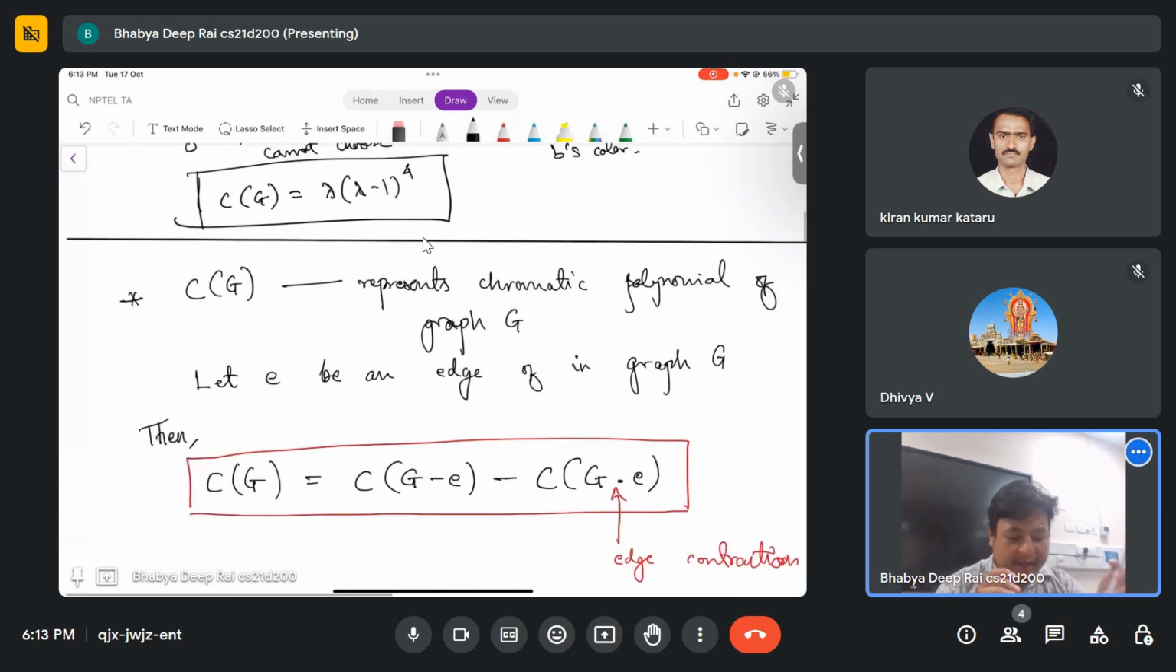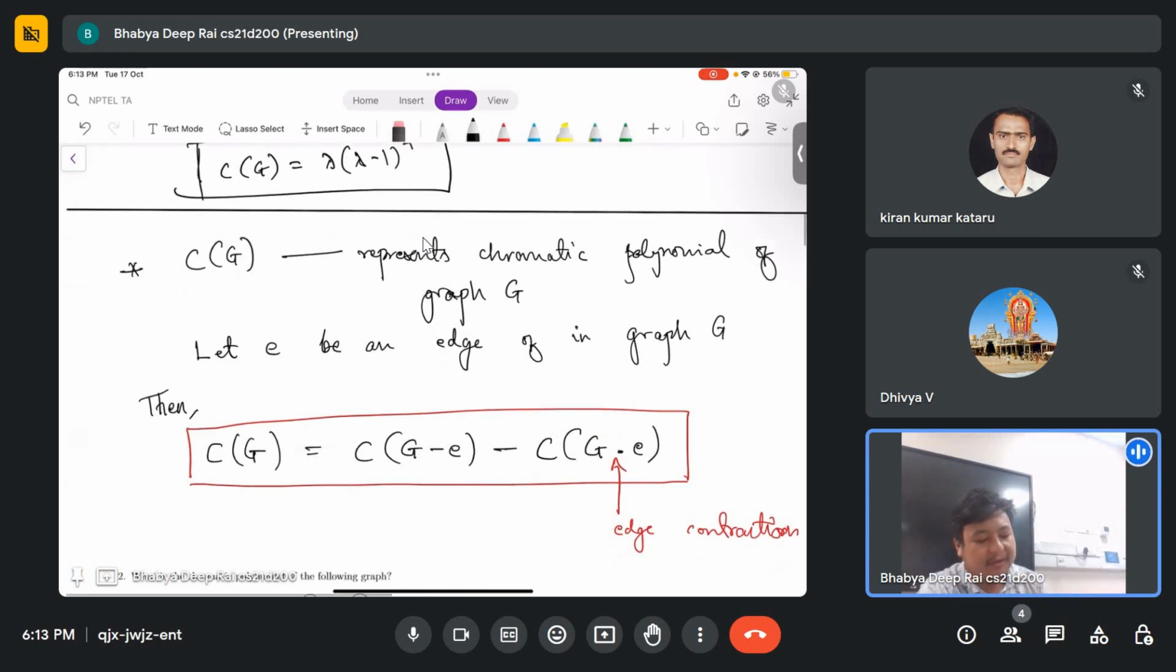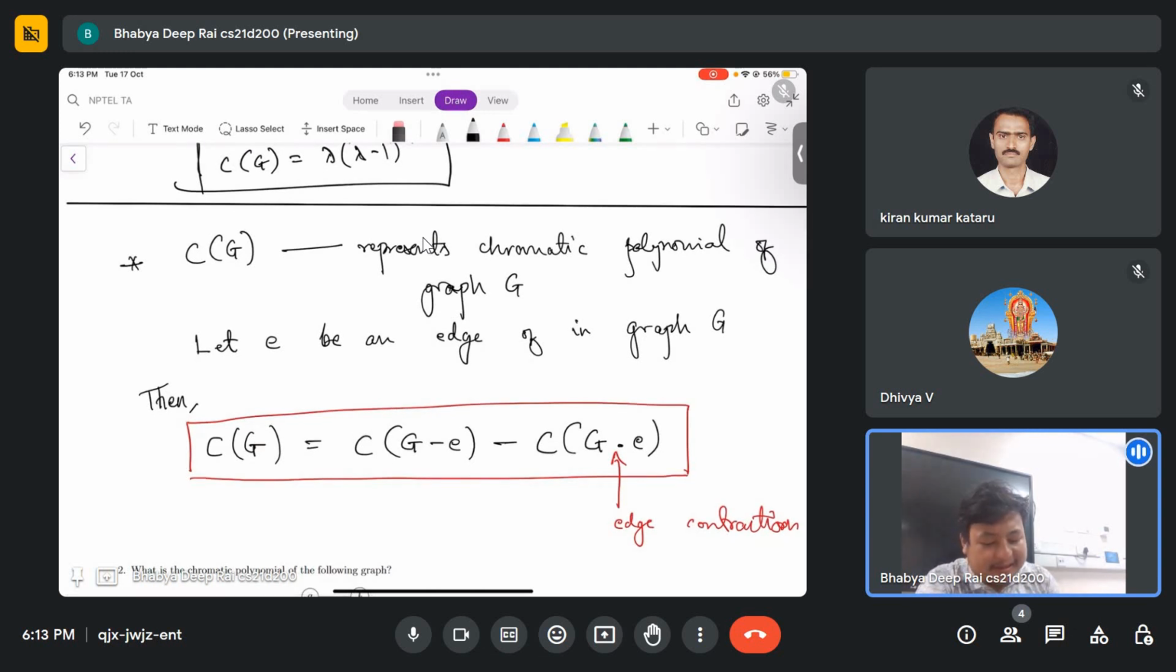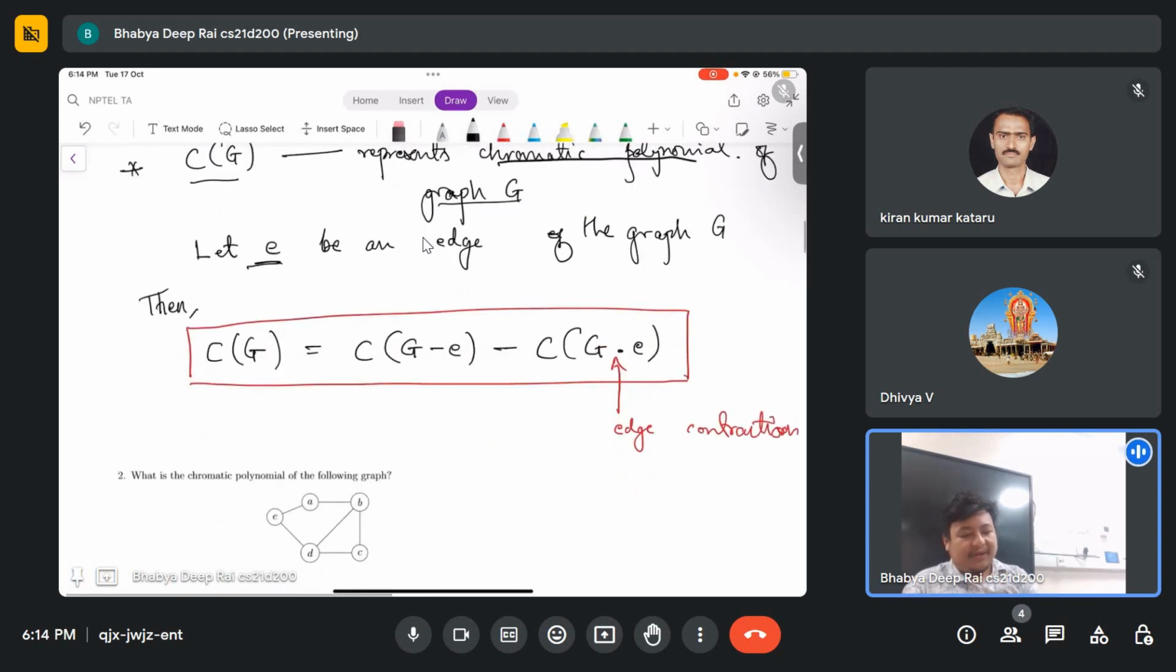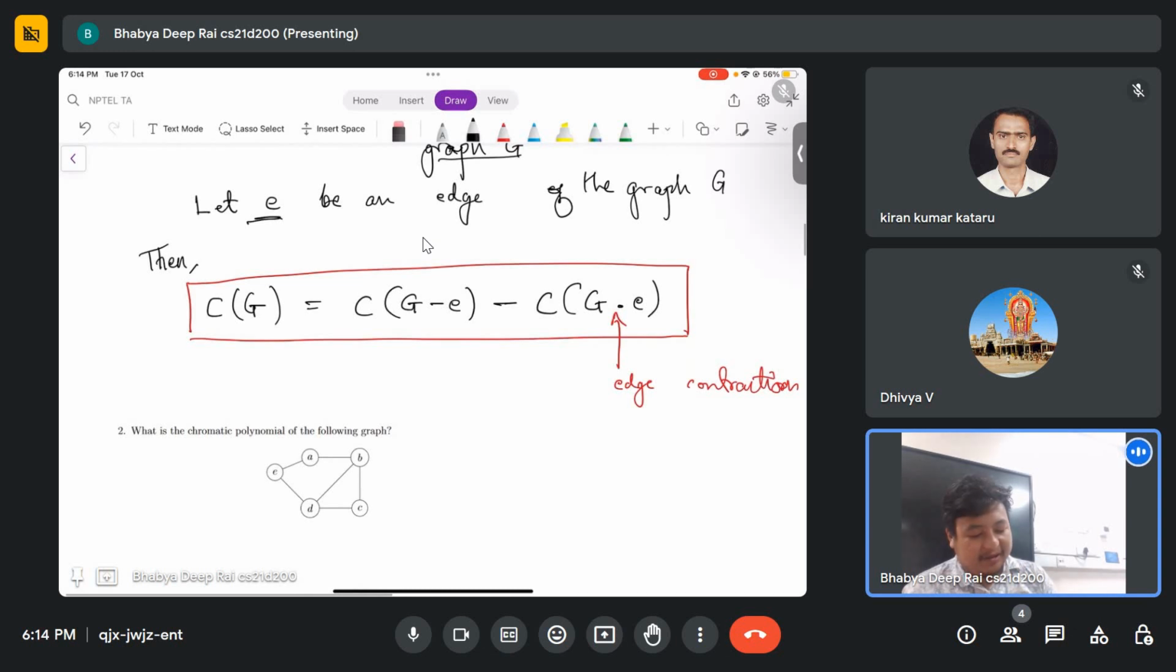Now we'll look at a helpful technique, okay, to find the chromatic polynomial. Let's say C(G) represents the chromatic polynomial of a graph G. Okay. Next, let E be an edge of the graph G. Then we have this formula. Okay, it was there in the lectures. C of G with the edge removed minus chromatic polynomial of G with the edge contracted.